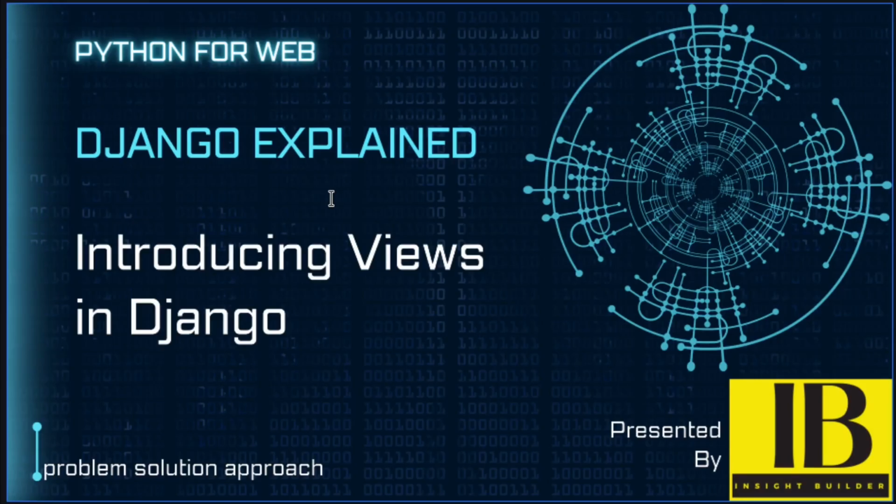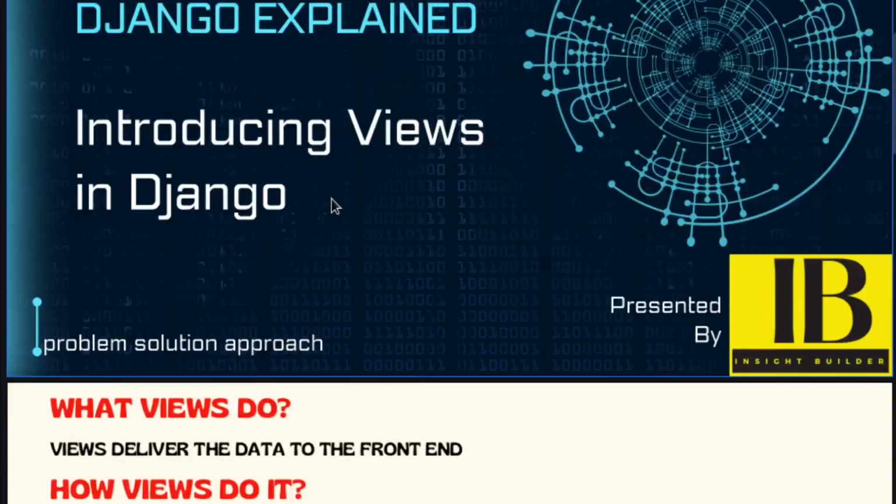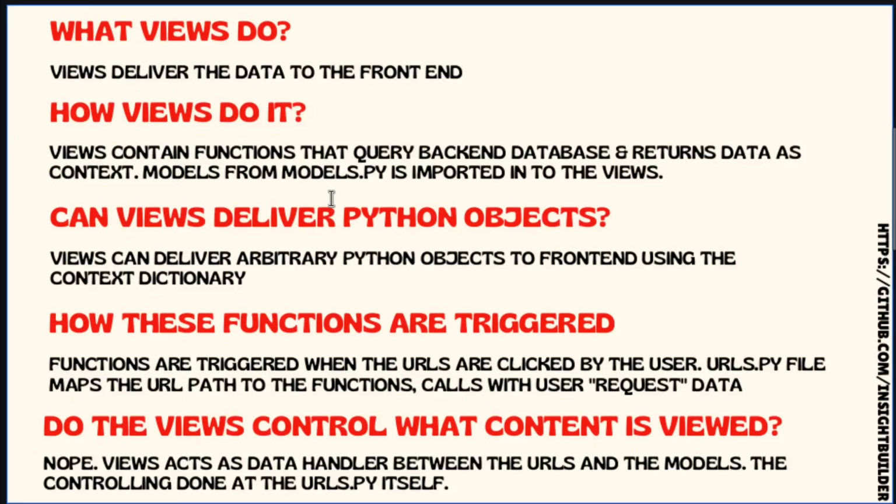Django explained: introducing views in Django. What do views do? Views deliver the data to the front end. How do views do it? Views contain functions that query the backend database and return the data as context. The models from models.py are imported into the views. We'll be seeing examples of how it is done in a couple of minutes, so stay tuned for that.